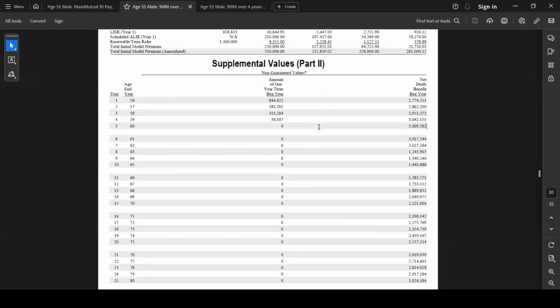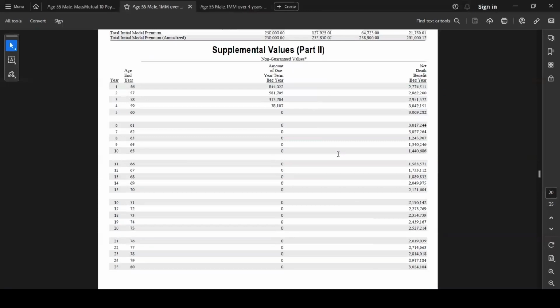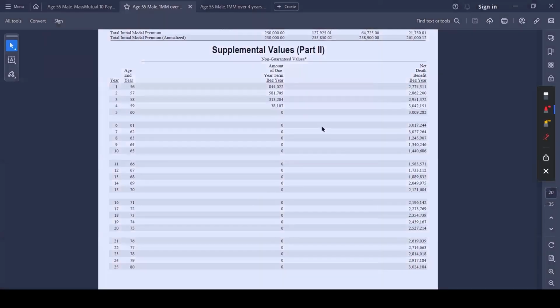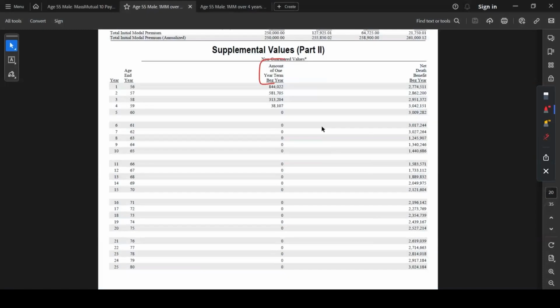All right. So part two. All these columns. First, we've got amount of 1 year term. So we do have a 1 year term rider that we got rid of quickly in this example. Again, because he was only funding it for a short period of time, 4 years. And then the net death benefit on the far right.